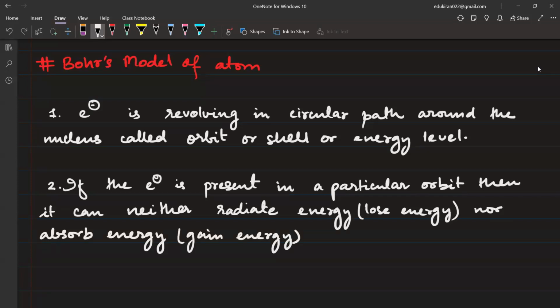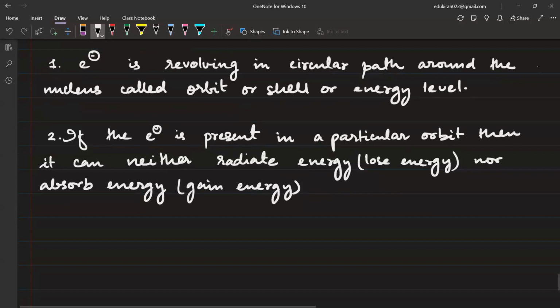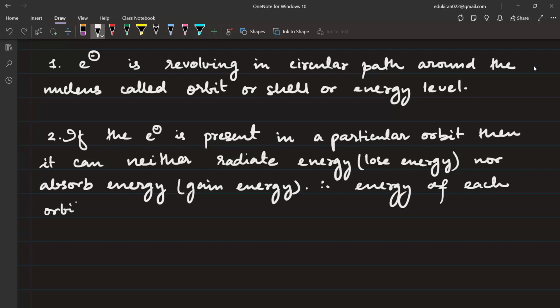And please remember, when I say when electron is present in a particular orbit, that means while circling, you may feel that in circling there is some kinetic energy used. So some of the energy is used as kinetic energy, so energy will be lost for the electron. That does not happen. In a very small level, that does not happen. Okay. So when the electron is orbiting, it is not losing energy, neither it is gaining energy. Okay. So energy of each orbit is fixed. Therefore, we can write energy of each orbit is fixed. Right, next.